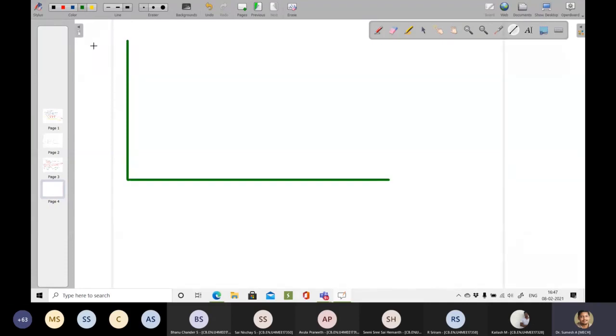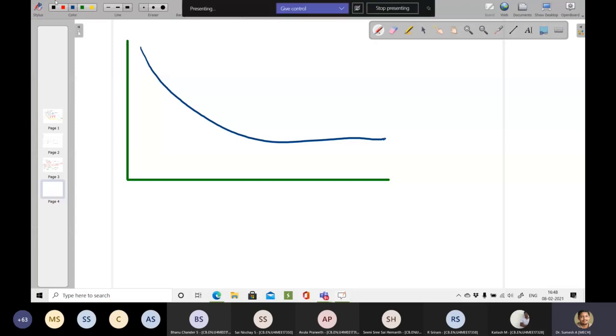Okay, so as you have seen earlier, your ordering cost initially is high. That's how the ordering cost will be drawn. And the next, carrying cost.